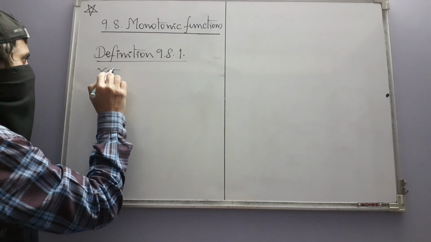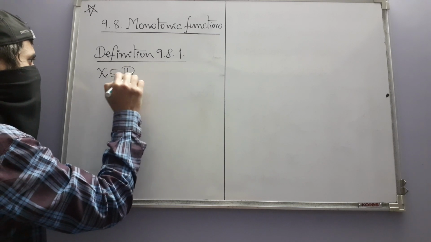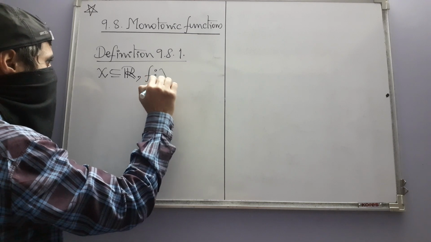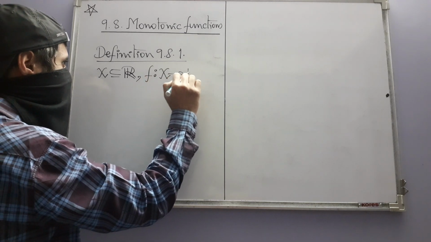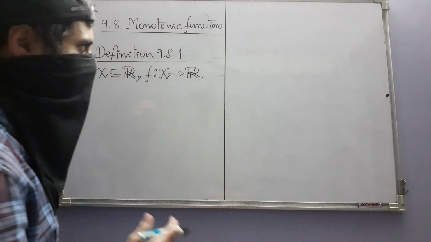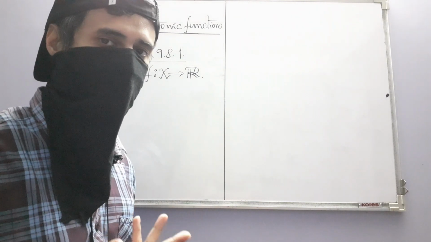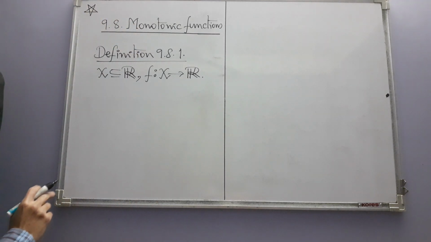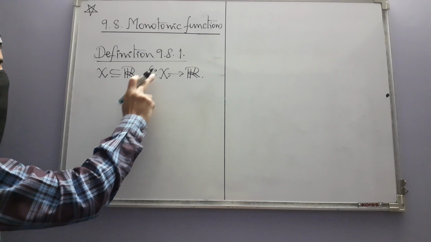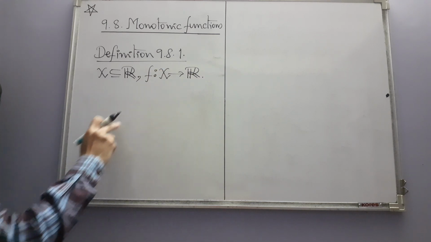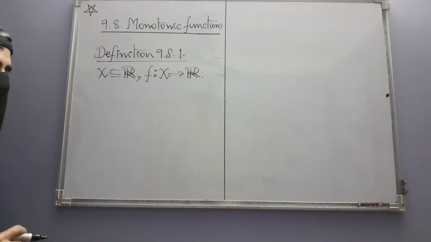Let x be a subset of R and f be a real valued function on x. That is, we are starting this definition like how we usually start things in single variable real analysis. f is a real valued function with x as its domain, where x is some subset of R.